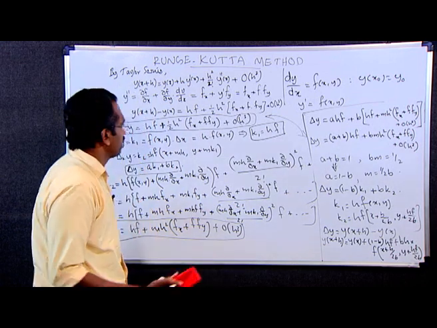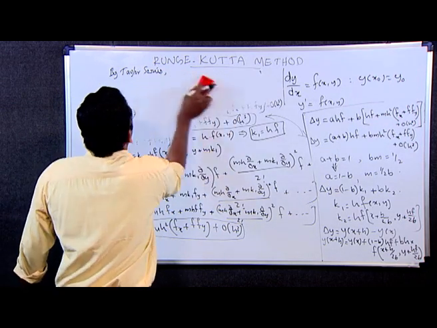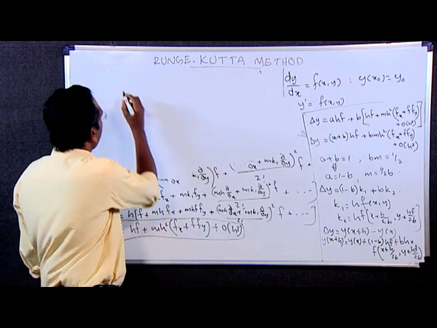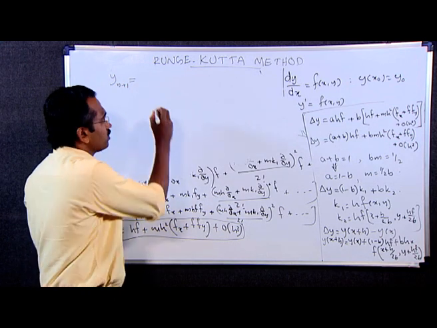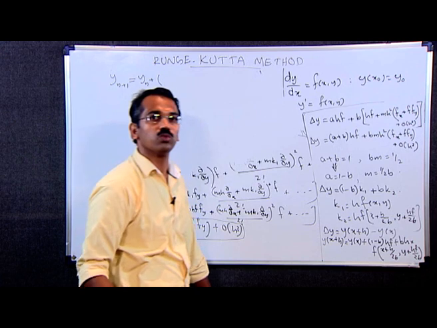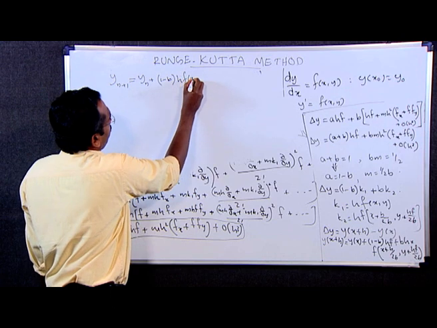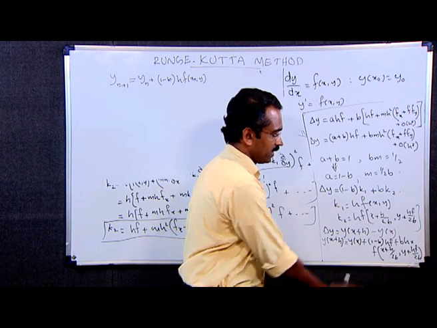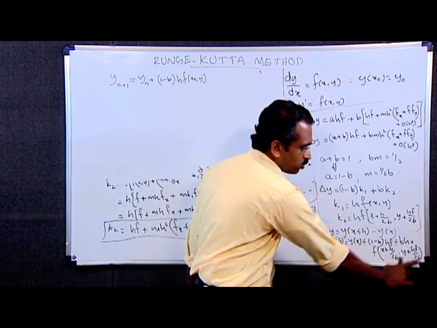Therefore, we can write the general expression as y_(n+1) is equal to y_n plus 1 minus b into h into f of x_n and y_n, plus b into h into f of x_n plus h by 2b comma y_n plus h by 2b into f of x_n y_n.